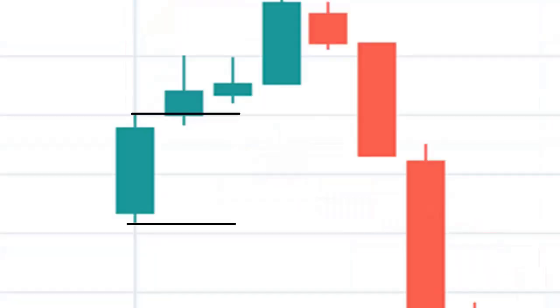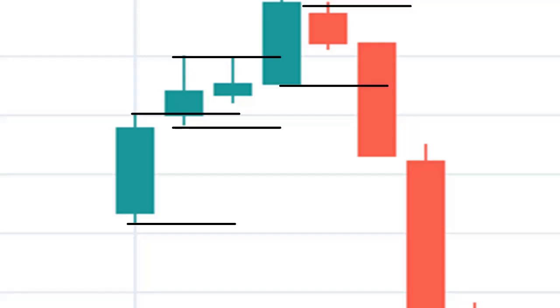Now let's consider this example. I have marked the high and low. The second candle closes above the high, so we will mark the high and low of the second candle. Now we have marked the high and low of the second candle, but the third candle closes between this high and low, and the fourth candle has closed above this, so we will mark the high and low of the fourth candle.